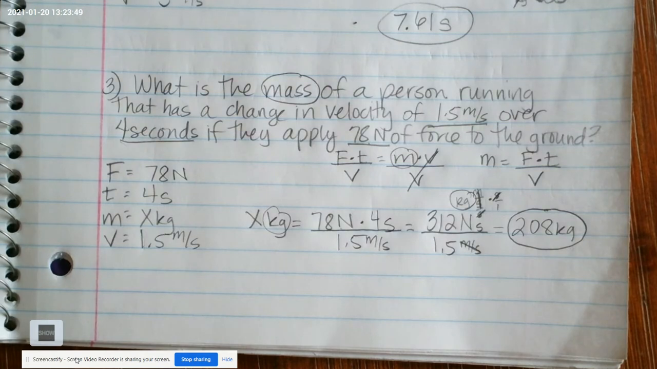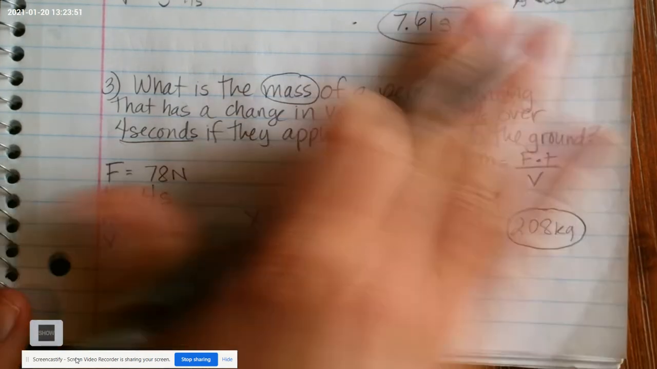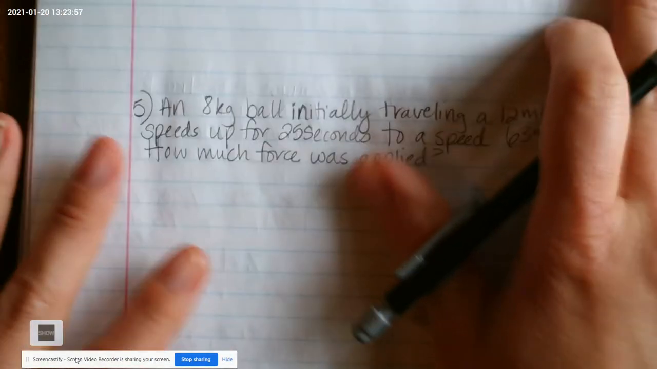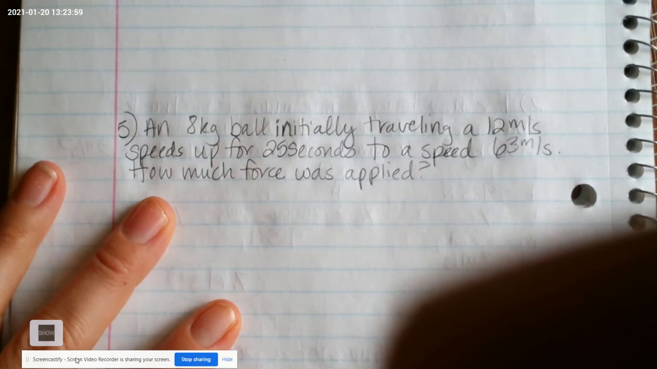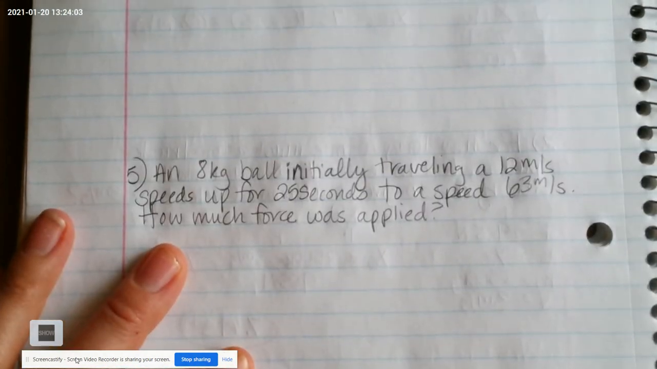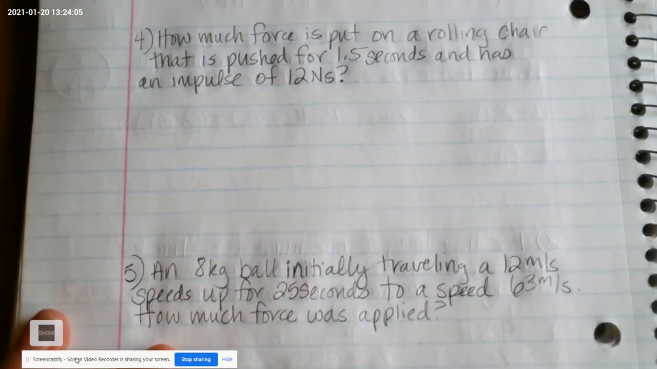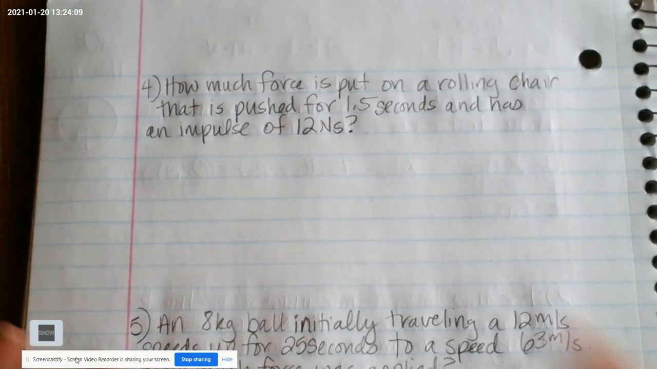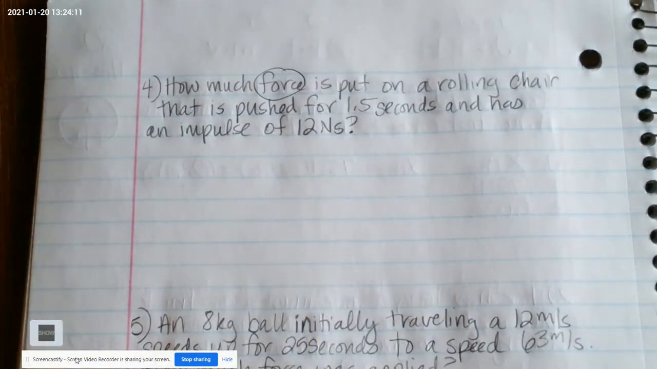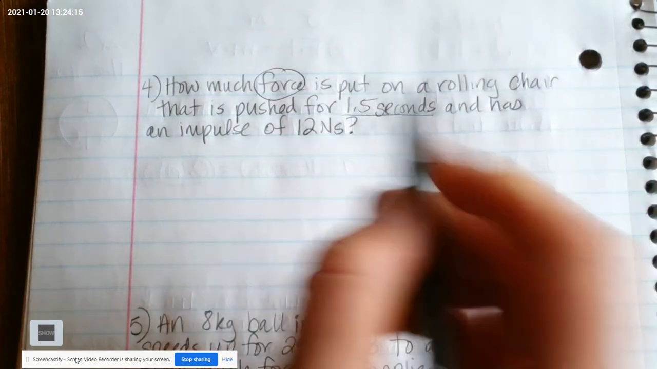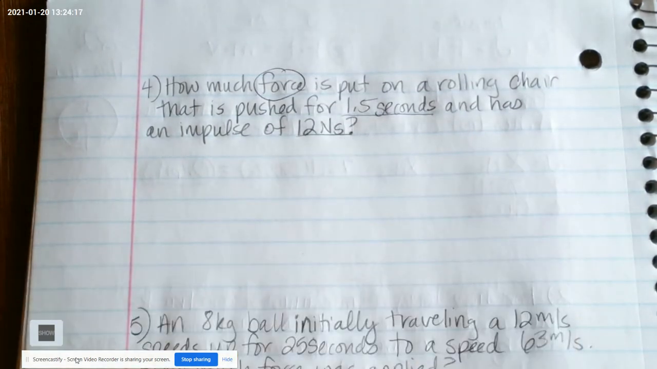Okay. So I'm going to flip it over because I wrote the others on another page. Again, you can pause this, rewind this if you feel like I'm going too fast at some point. Ooh, my camera's not going the right way. There we go. How much force? So now we're looking for force. A rolling chair is pushed for 1.5 seconds and has an impulse of 12 newton seconds.